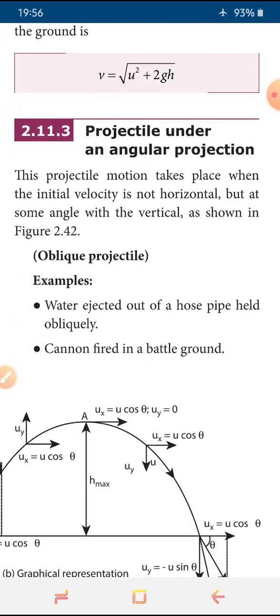Okay, and we can say the projectile motion takes place with the initial velocity not horizontal. The initial velocity is not horizontal, but it is moving with some initial angle with the vertical. This movement is called the oblique projectile. So, unlike before, where we just threw the object horizontally without an angle, here we give it an initial velocity, and the initial velocity is not purely horizontal, it is moving at a certain angle. This is called oblique projectile, or we can say projectile under angular projection.